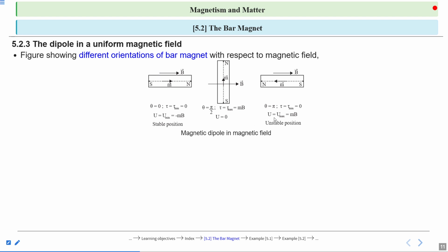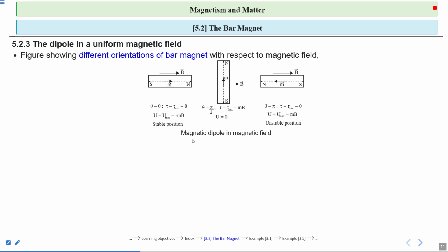So torque minimum is equal to 0. But potential energy here will not be minimum. Potential energy here will be maximum because of minus mB cos theta. Theta is 180 degrees, so cos 180 degrees is minus 1. The minus is already in the formula, so again minus times minus becomes positive mB, which is the maximum potential energy. So this is also an equilibrium position, but what equilibrium? Unstable equilibrium. Got it? So at theta equal to 180 degrees, there will be unstable equilibrium, potential energy will be maximum, and torque will be minimum.